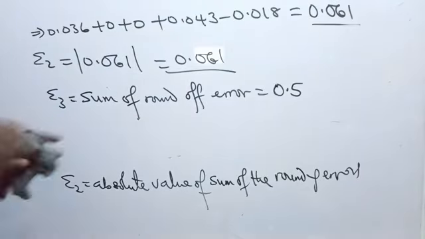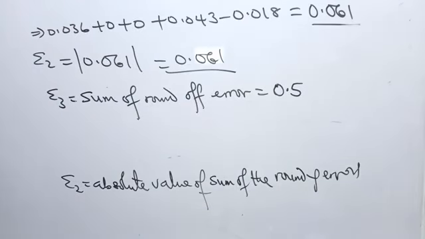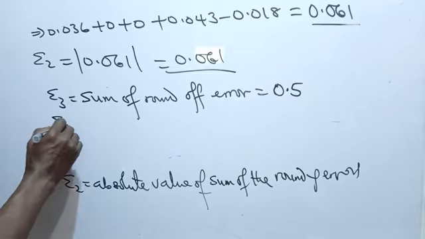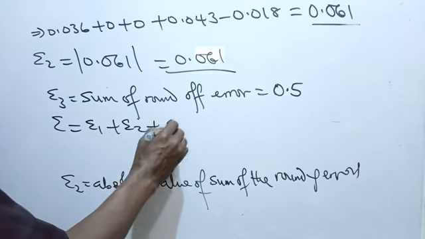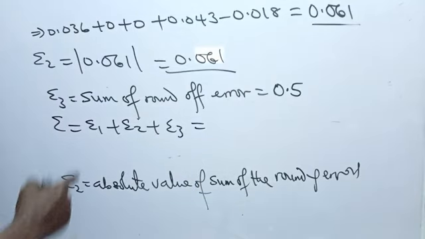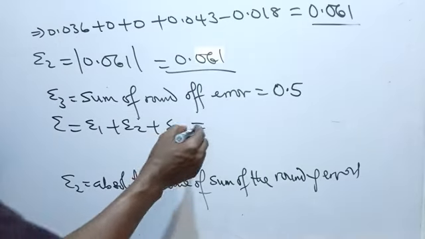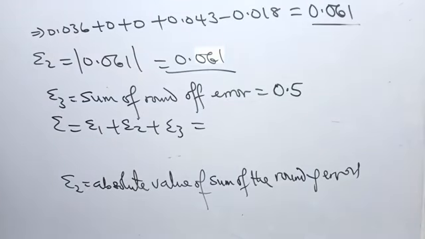But since it doesn't have a decimal at all, the round off error should be approximately 0.5. Now, how do we get our error? So error E will be error 1 plus error 2 plus error 3. What is the first error? What did you get for the first error? Do you remember what we got?